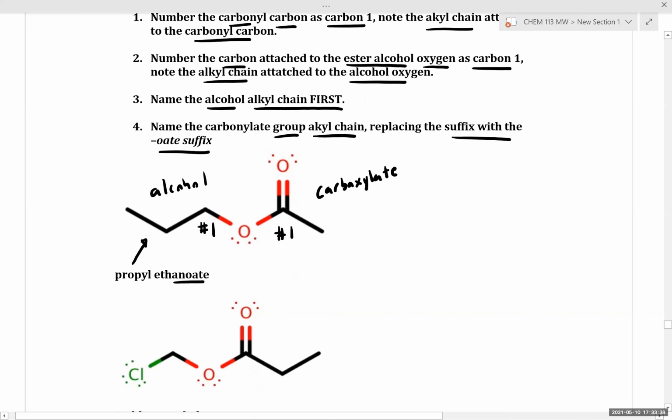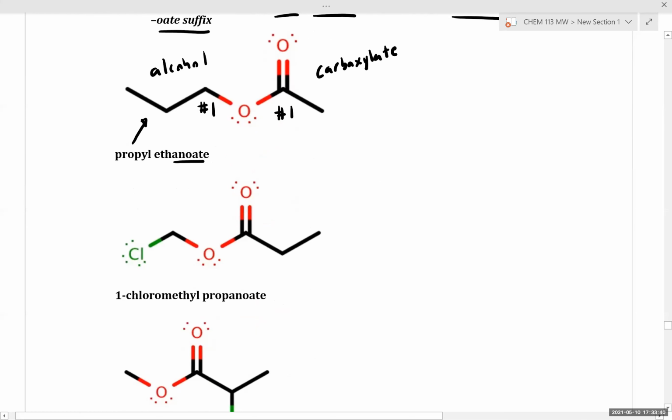Let's do another example. So in this case, we have an ester with a complex alcohol side chain. Remember, we always name our alcohol side chain first. So at carbon 1, we have a chlorine. So we name this 1-chloromethyl because this is a side chain. So rather than chloromethane, this is called 1-chloromethyl. That's our alcohol side chain. And then rather than propane, it's propanoate.